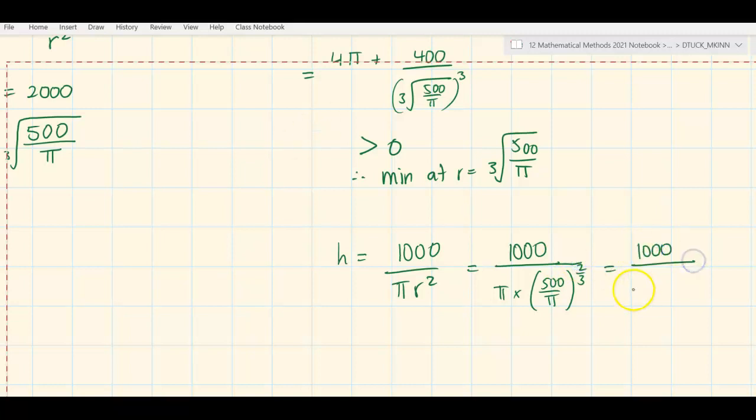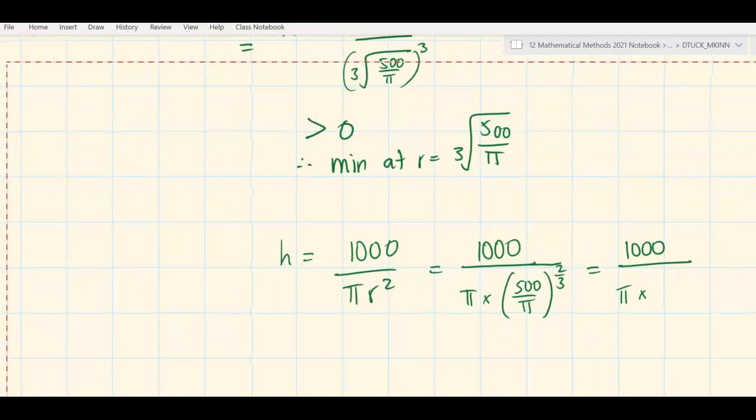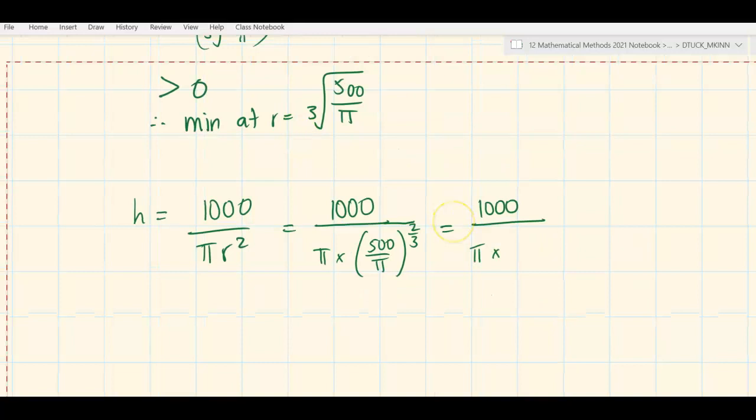1,000 over pi times. This is not looking very nice, is it? Just leave it as that, you reckon? The pi, yeah. I think the pi's are going to cancel to an extent, so we might just do that. We'll do the cube root of 500 squared over pi. No, that doesn't even cancel. I don't think that's a good motto.